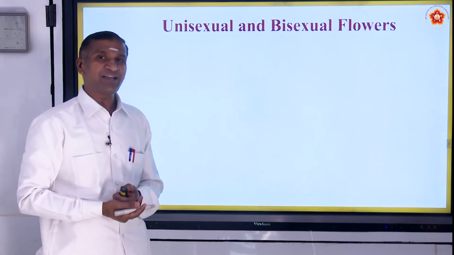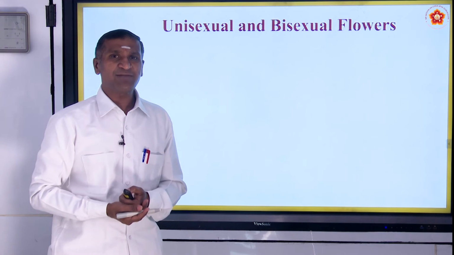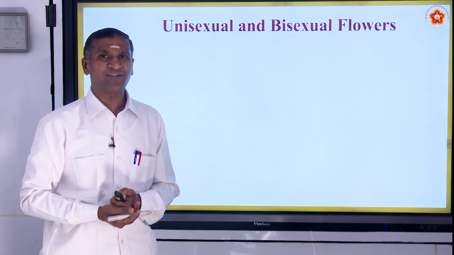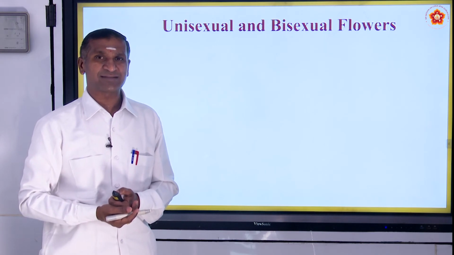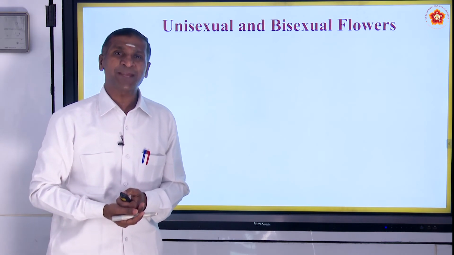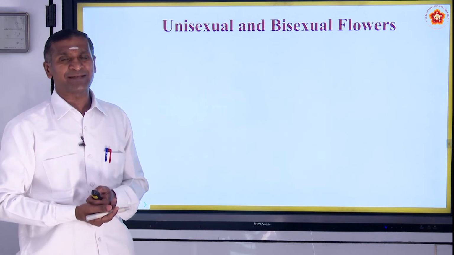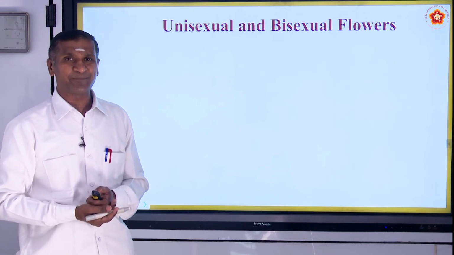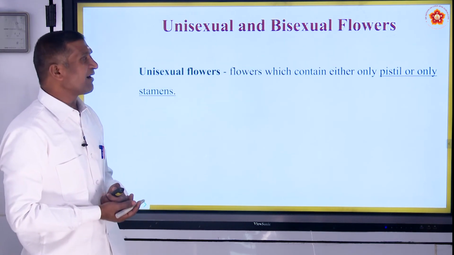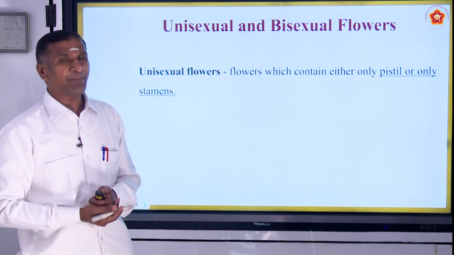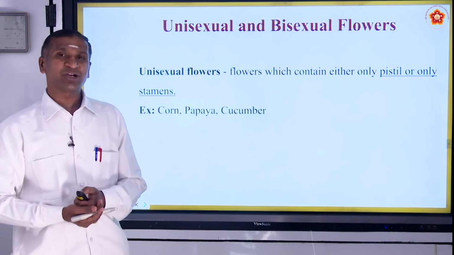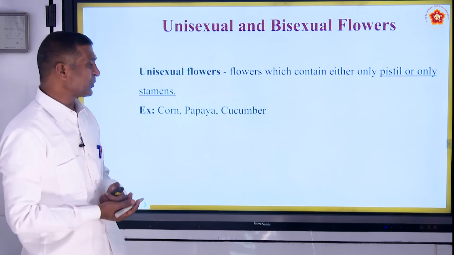Unisexual and bisexual flowers. Flowers are of mainly two types: unisexual flowers and bisexual flowers. Unisexual flowers are a group of flowers which may have either the stamen or the carpel in them. Such flowers are called unisexual flowers. They contain either only pistil or only stamens. The examples are corn, papaya, and cucumber.